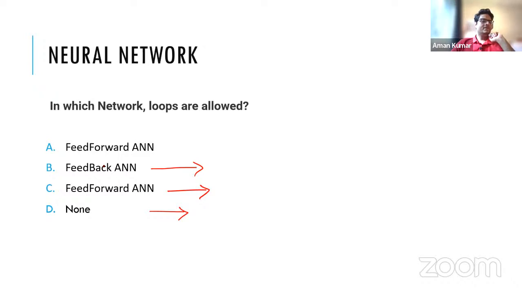Many votes for B, feedback artificial neural network. Okay. So B is the right answer. Feedback artificial neural network. Okay. So in a feedback artificial neural network, you take feedback through the loops.